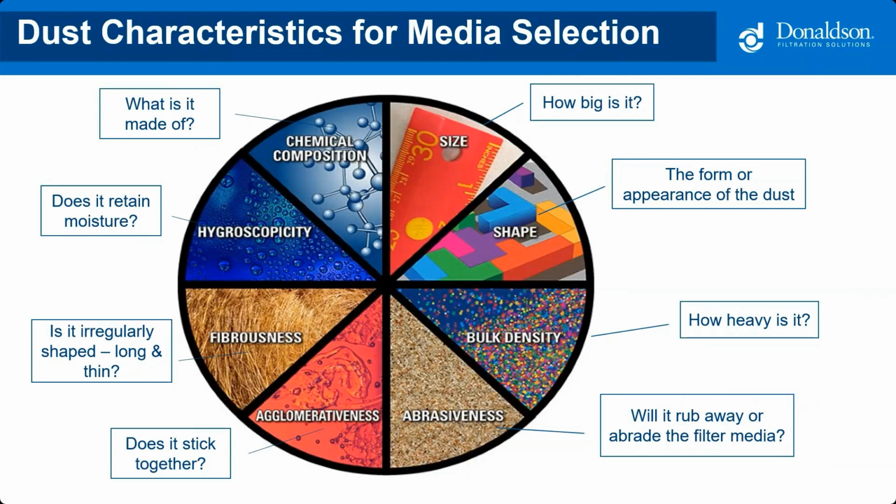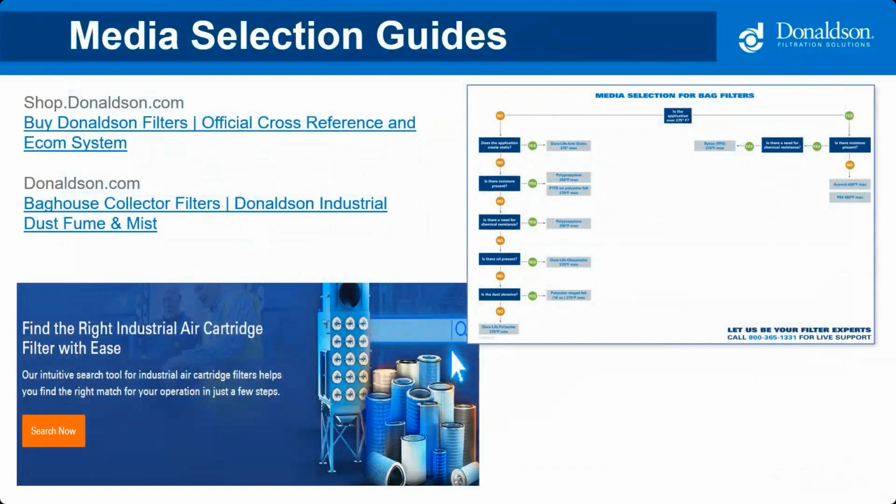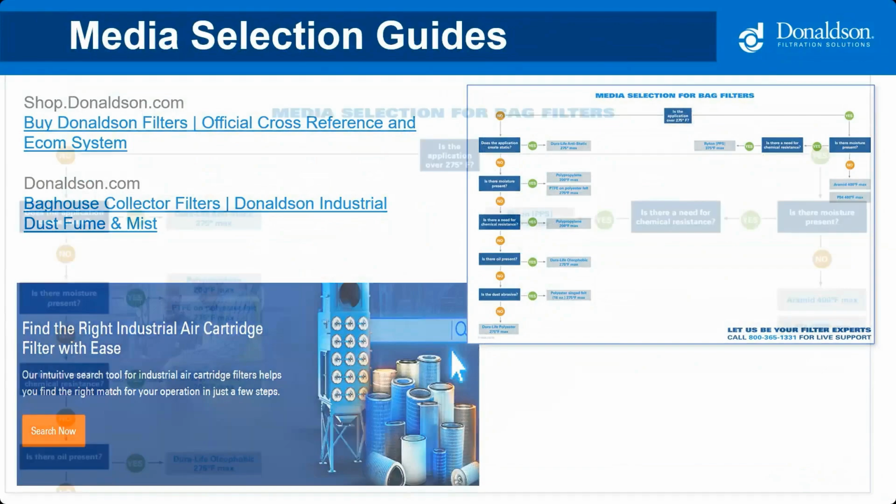And so once you really know everything you need to know about the dust and the gas stream, you can just go ahead and take a look at this easy to read chart, right? We're talking about all the different medias available, P84, polypropylene, polyester, it's all out there, right? Or another really easy way to make sure that you're picking the right media is to go to shopdonaldson.com or donaldson.com, and we have a media selection guide, and it's actually a pretty cool little flow chart, and that's shown in the upper right hand corner. But let me zoom in on this a little bit.